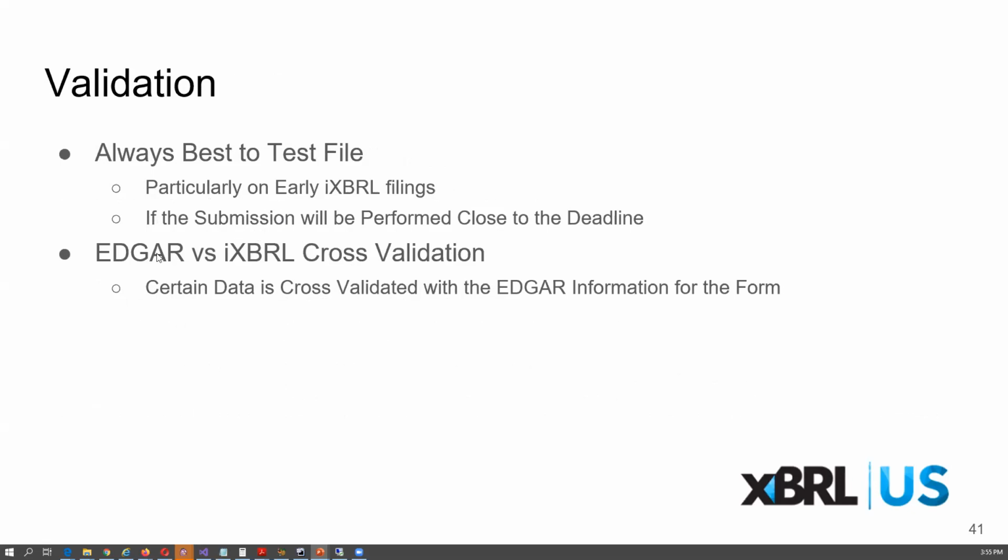Another thing to keep in mind is there is EDGAR versus iXBRL cross-validation. It's not just things like we had before where it's the registrant name. Now if you're checking that you're a seasoned issuer and those types of things on the cover page, those things are cross-checked against the EDGAR XML. So it's good to have everything combined together and filed to make sure that that works fine.